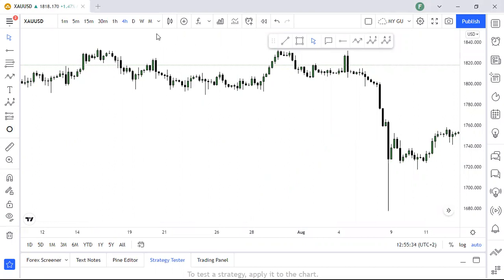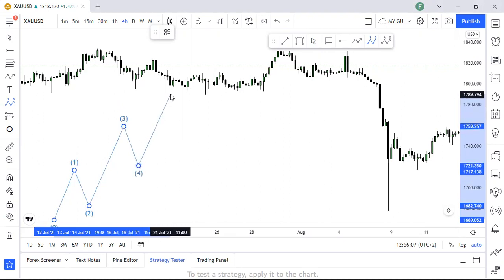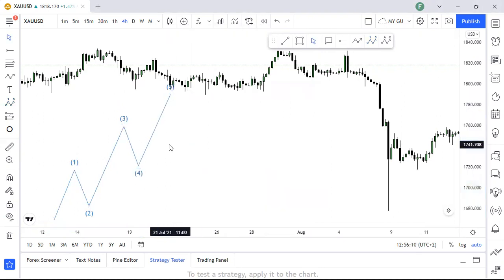So basically, we have 5 waves, right? We have impulse waves and corrective waves. Impulse waves are always in the direction of the trend, so you have to identify the trend first. Then you have an impulse, right? Let's say market is going up with an impulse. We have a correction, impulse, correction, and an impulse, right?